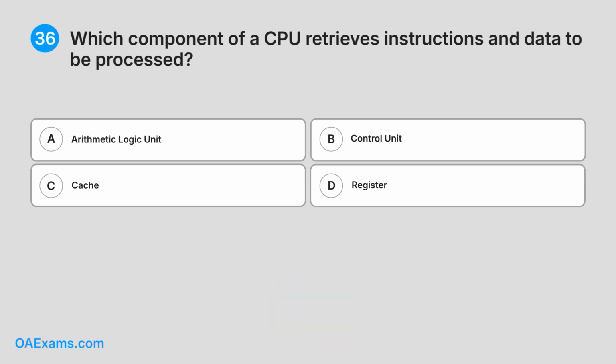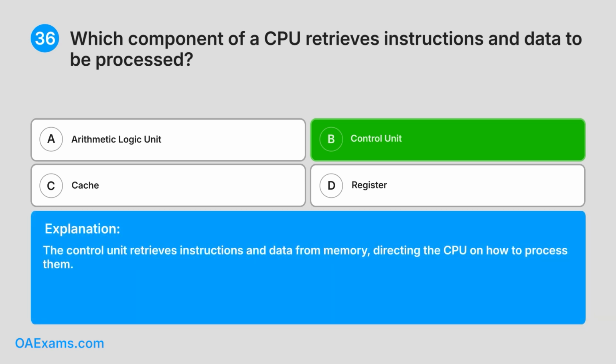Correct answer. B. Control unit. Explanation. The control unit retrieves instructions and data from memory, directing the CPU on how to process them.